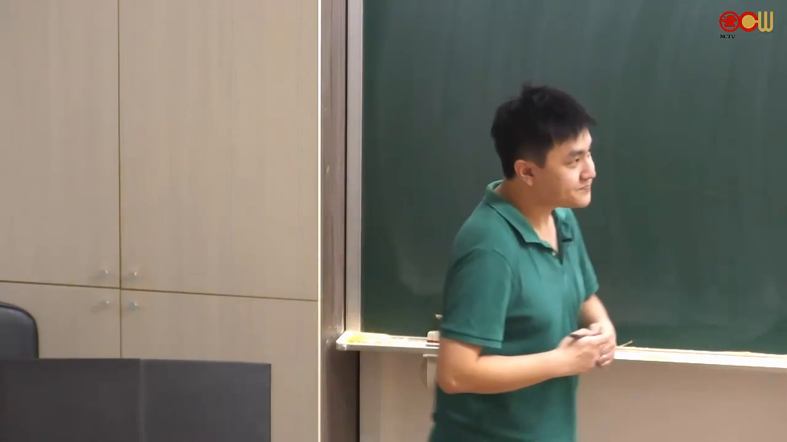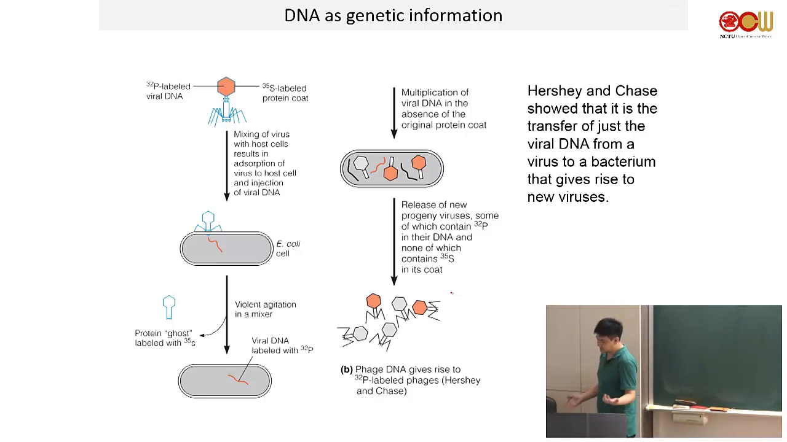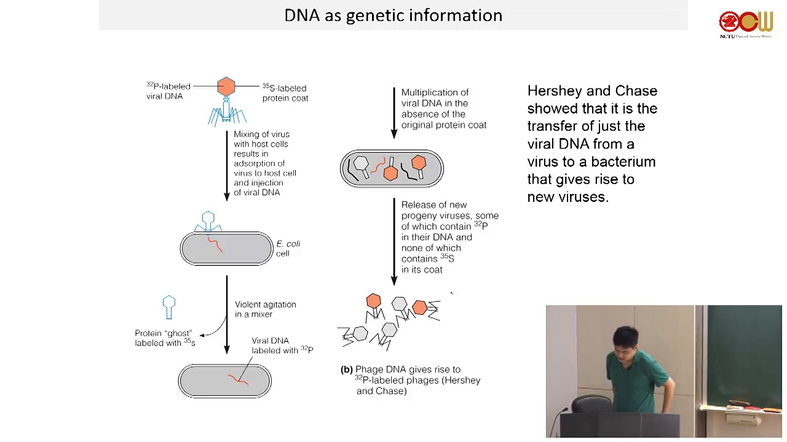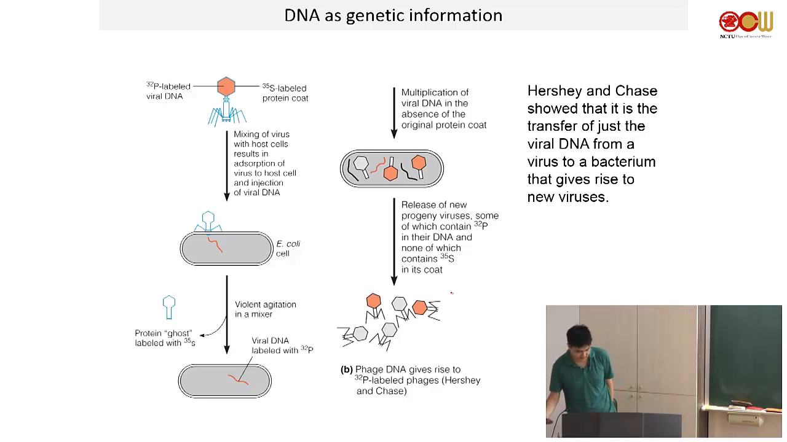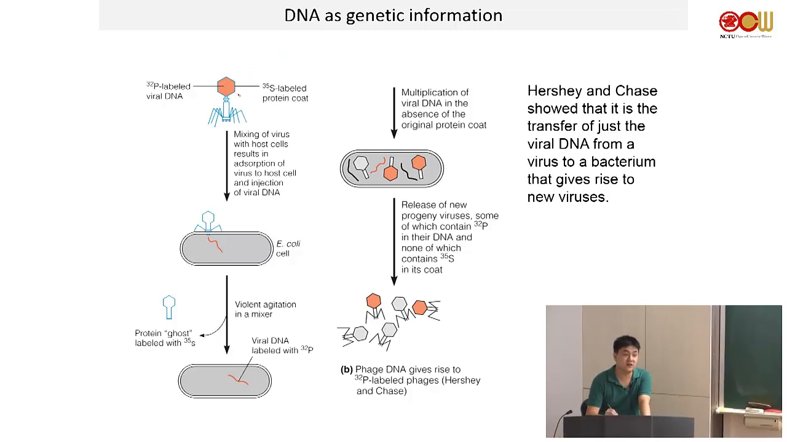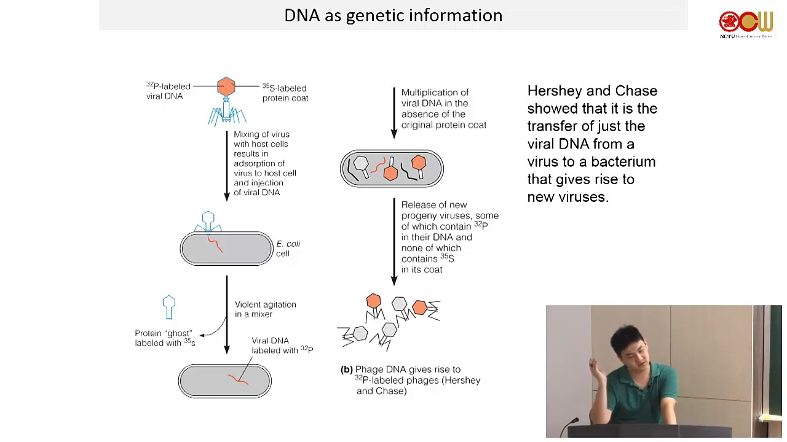So there was a very famous experiment called Hershey-Chase, done by Hershey and Chase. What they essentially showed is that DNA was the thing that gets passed on rather than protein. So what they started with is a virus that has radio labels. A long time ago, people really liked to use radio labels.